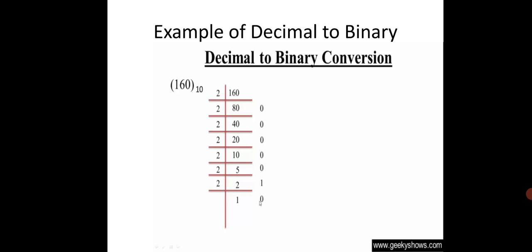So that was all for today's lecture. We have seen the 4 types of number systems. We have seen what is radix. We have seen how to convert binary to decimal and decimal to binary. So in the next lecture we will start with the hexadecimal and octal number systems and addition and subtraction.